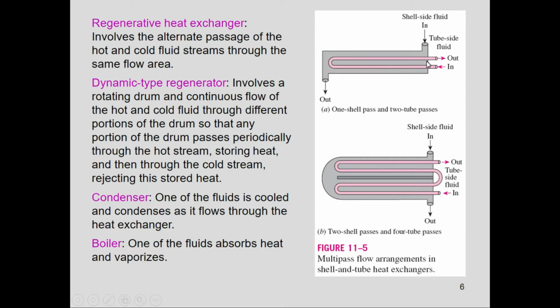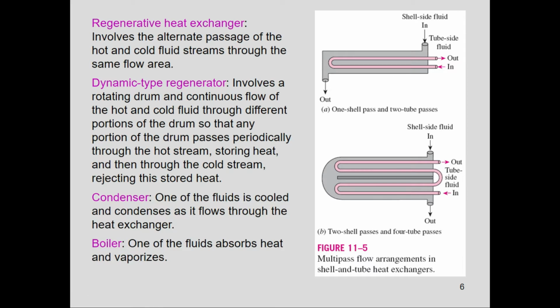And the tube in which the fluid is entering at this point will start its journey from this point to this point. This is called one pass, and from this point to this point, and it will move out. This is called the second pass. So the fluid which is moving on the tube side will complete two passes. So this configuration is known as the one shell pass and two tube passes configuration of the heat exchanger.